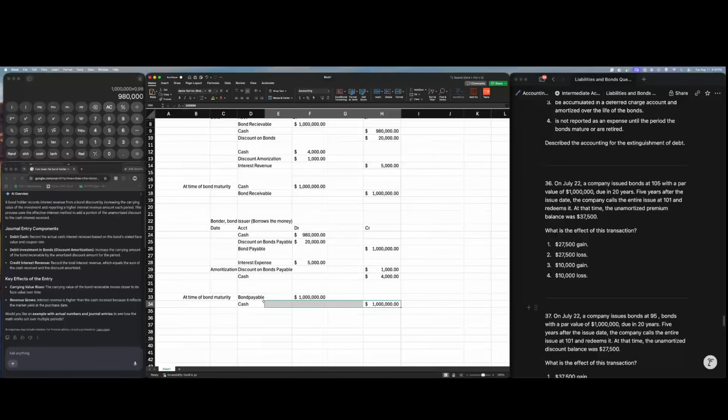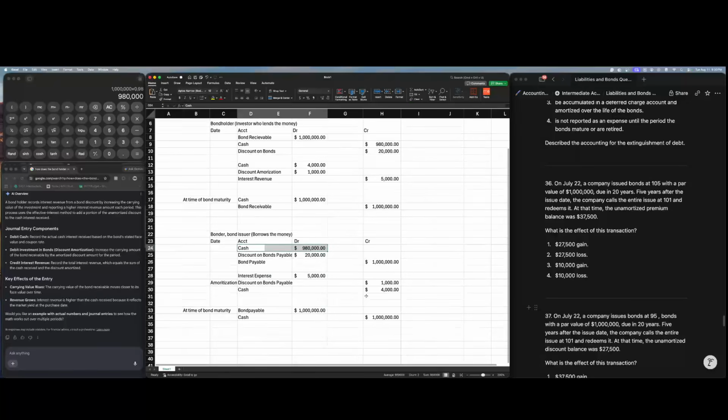But at the end of the day, the discount on the bonds payable is just a temporary contra account. It's going to be an expense account for them, just like a filler that is part of the bond payable. They receive only 980,000 in cash, but at the end of the maturity of the bond, they still have to pay the full amount of the bond itself, $1 million.